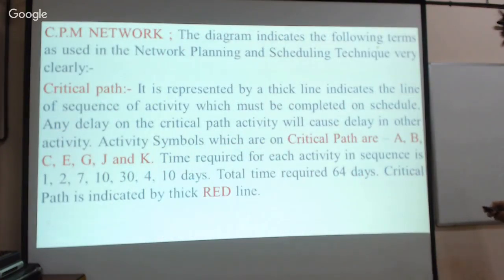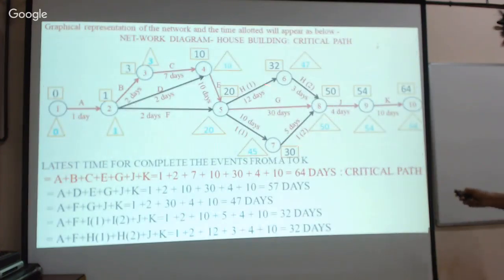Next up. Now this is the critical network. The diagram indicates the following terms. You use network planning and scheduling technique very clearly. The critical path, represented by a thick line, indicates the sequence of activities which must be completed on schedule. Any delay in a critical path activity will cause delay in other activities. Activity symbols which are on the critical path, I have already explained.